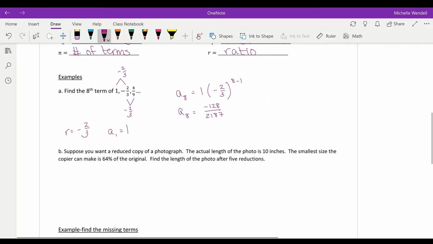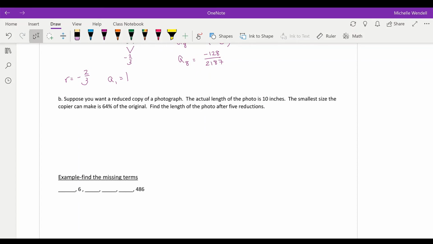Alright, next. Suppose you want a reduced copy of a photograph. The actual length of the photo is 10 inches. So that is our a sub 1, because that's what I'm starting with, that actual length. The smallest size that the copier can make is 64% of the original, so that's going to be my ratio, but as a decimal, that's 0.64. And now I want to find it after 5 reductions.